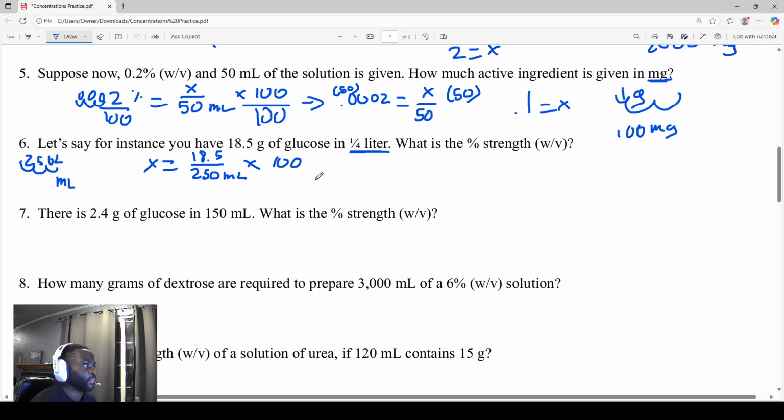Now, I'm going to mention this to you, but you're at a point where you can use a calculator. So we just type this into a calculator, making our strength what? Making our strength 7.4%.